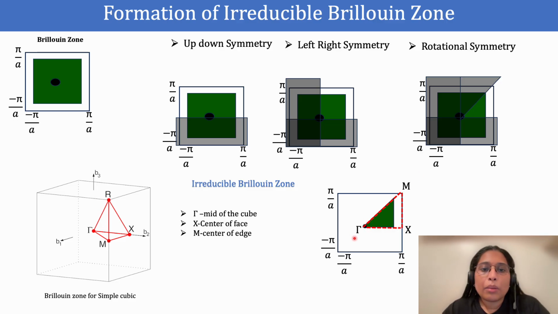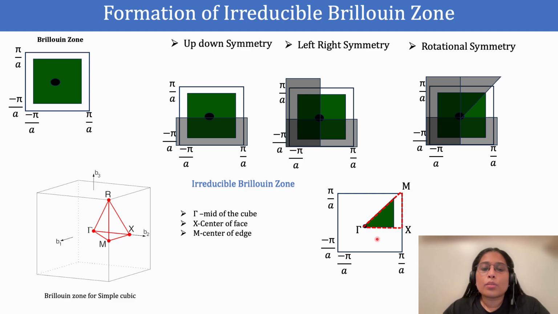And let's see how the naming like gamma, X and M are made. For that, we have to consider the Brillouin zone of a simple cube. In case of a simple cube, this is the Brillouin zone, and here we can see that gamma is represented at the middle of the cube. Similarly, we name the middle of the cube as gamma, and X is represented at the center of the face, and here we are going to name X at the center of here, and M is named on the edge. That is why we are naming M here. That is how this naming is made. Based on the simple cubic Brillouin zone, we got gamma, X and M on our irreducible Brillouin zone.